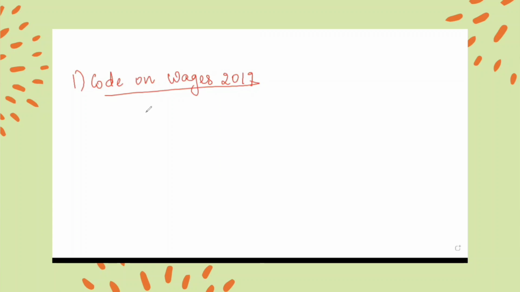Of course, for you to remember, it's a bit confusing. All you have to remember is the top 4 law. The first one is the Code on Wages. So we are going to remember with a short story.